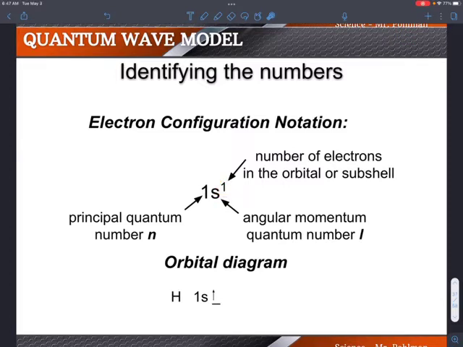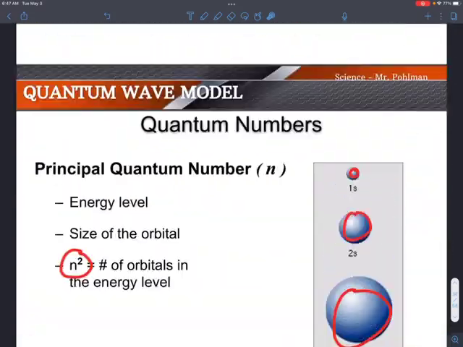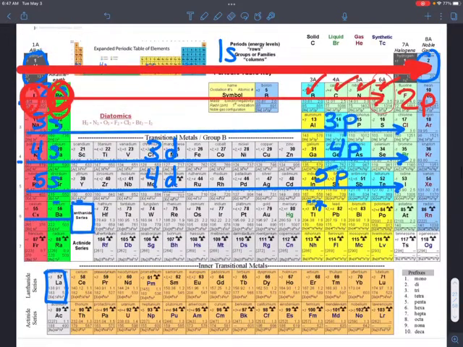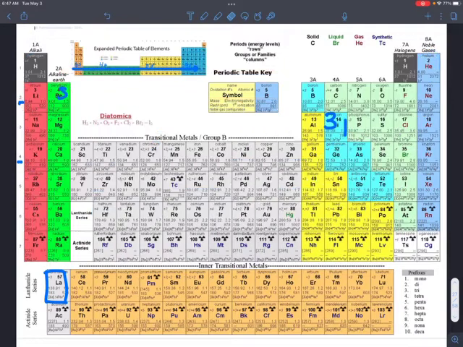So with hydrogen on the periodic table, we're going to go back to it. I should get a couple more of them in here. So if we're looking at hydrogen, get rid of all this stuff here.